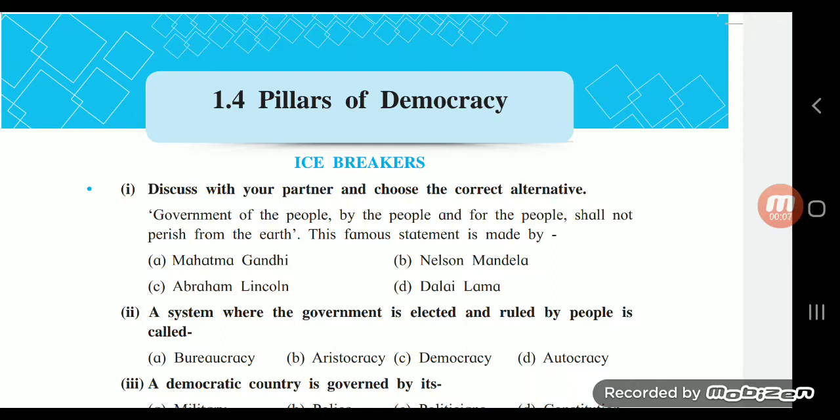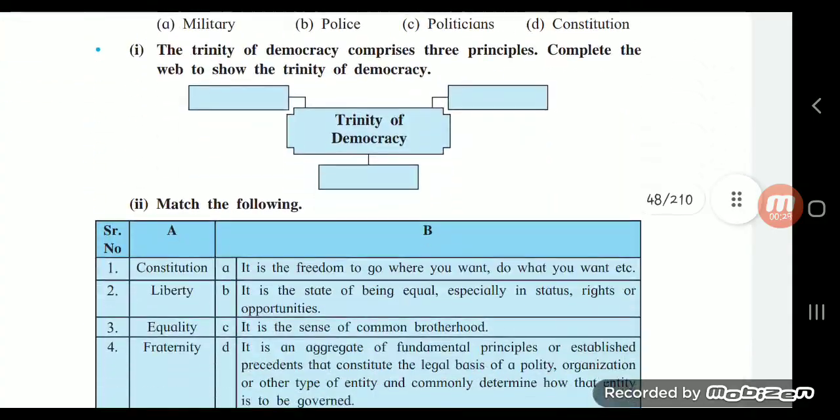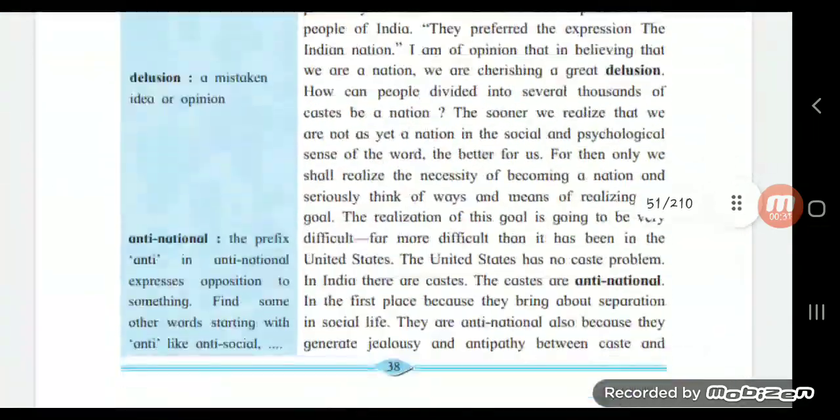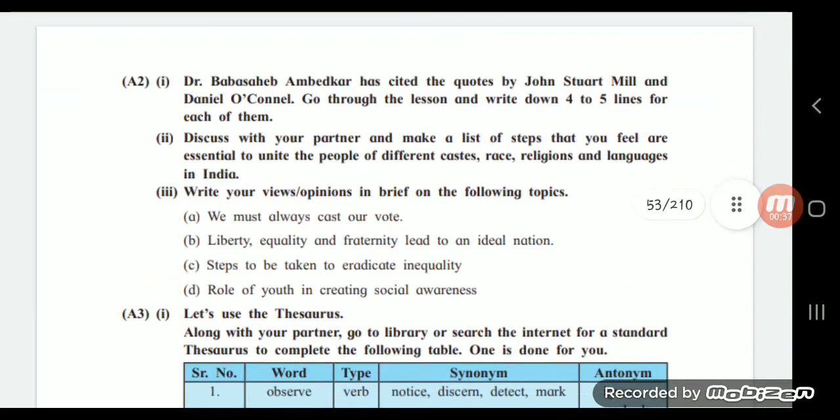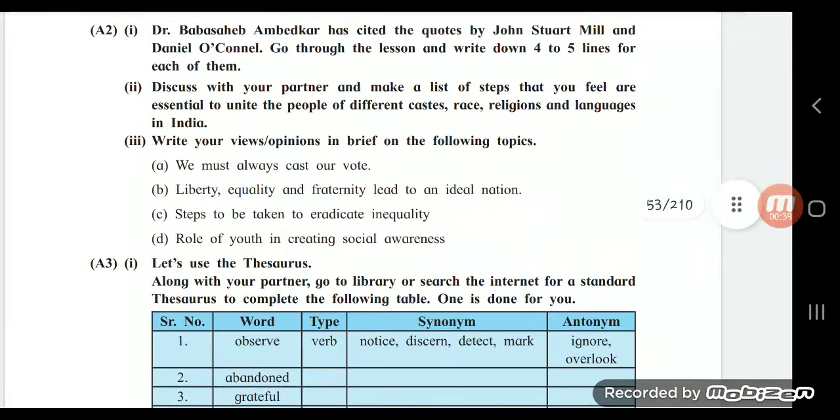My name is Neha Pradeep Joshi, and today we are going to continue the discussion on brainstorming of Pillars of Democracy. We have already completed Pillars of Democracy, the fourth chapter. We have seen the icebreakers, then the actual text, and some part of the brainstorming as well: A1, A2, 1, 2, 3. We have done this much so far. Okay, so now let us continue.